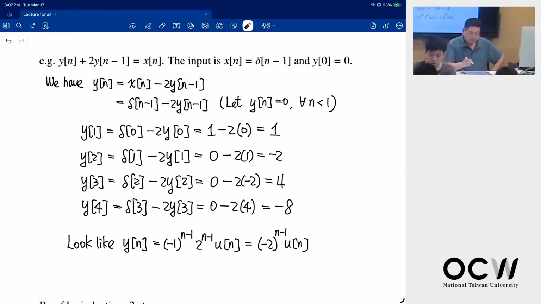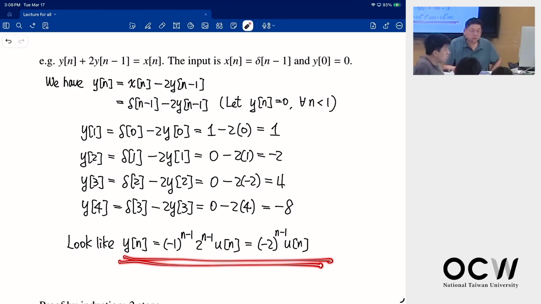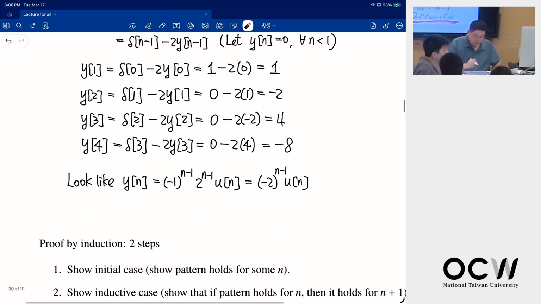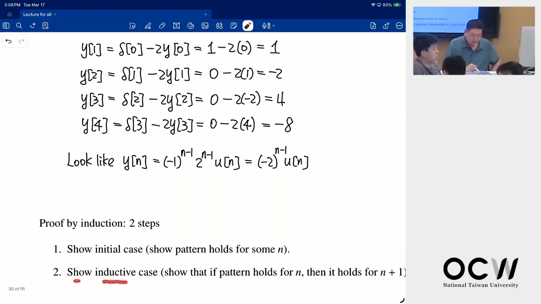So you can see that y still depends on the current input. But how do you make sure that this is correct? To make sure that this is correct, we have the proof by induction. For the proof by induction, we have 2 steps. First, we have to show the initial case, and then show the pattern holds for some n. Later on, you show the inductive case: if the pattern holds for n, then how about n plus 1?